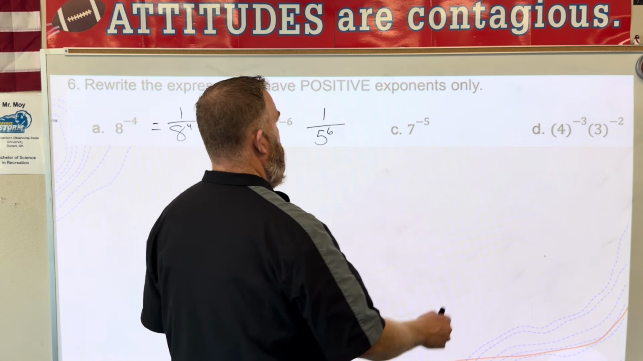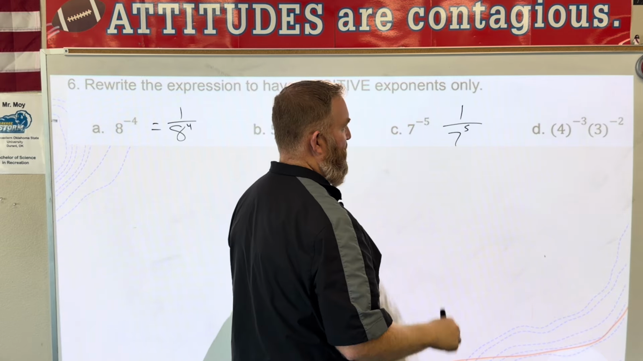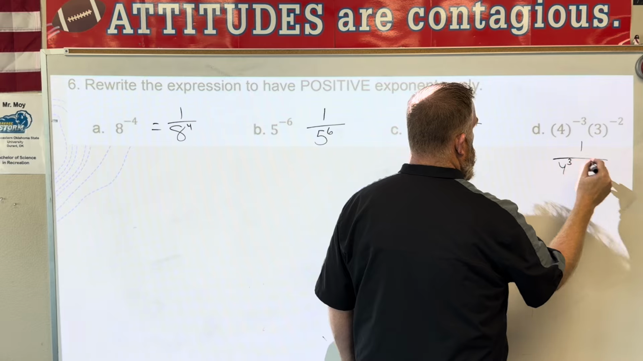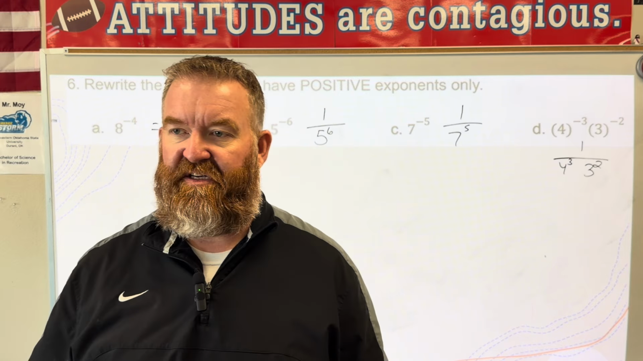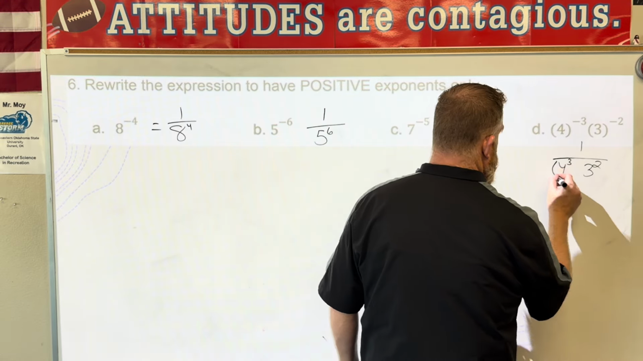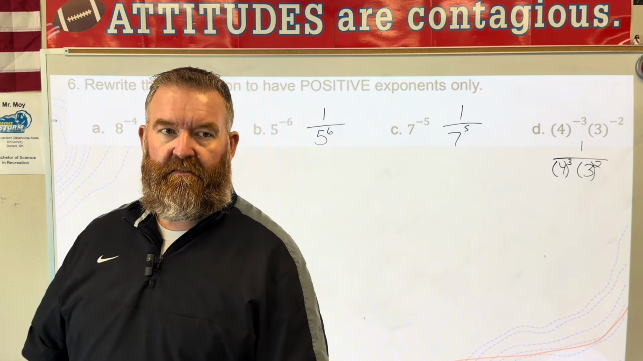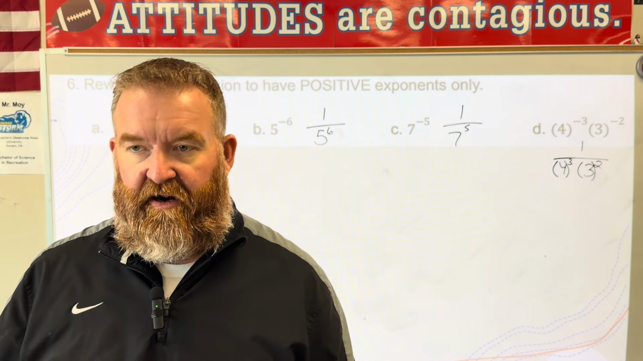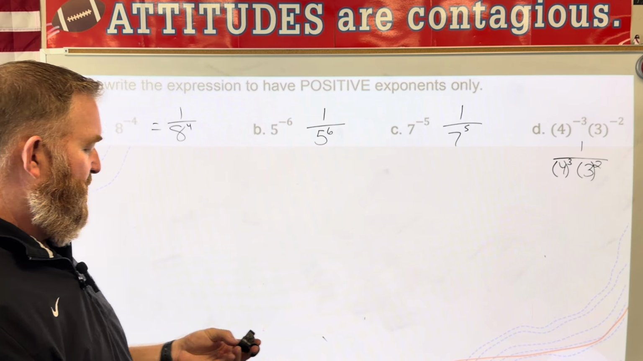All right. C is 1 over what? 7 to the fifth power. And then D is what? 1 over 4 to the third, 3 to the second. Okay, I would probably put those in parentheses just because they're next to each other, which wouldn't be wrong. So I would probably do it like this. Everybody good? Just because the numbers are all squeezed together, so you see the difference. All right, thumbs up. Moving on. Okay, we're good. Let's move on.